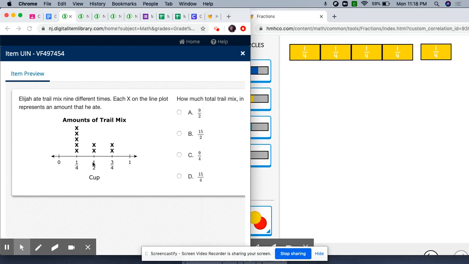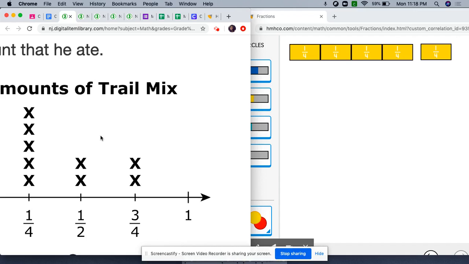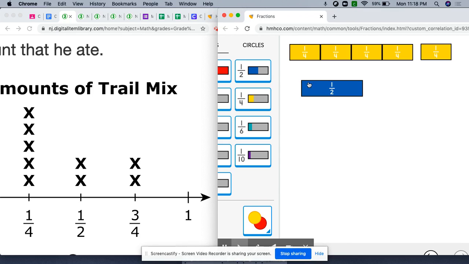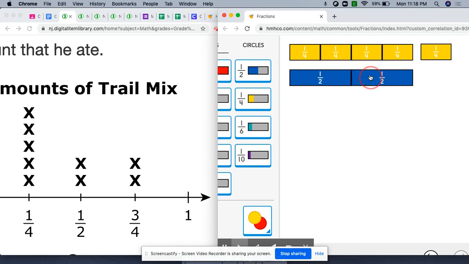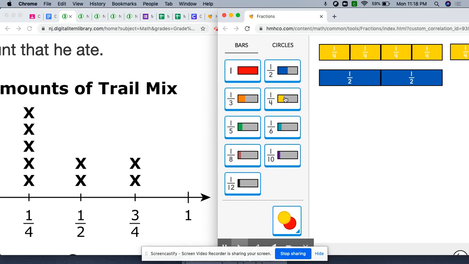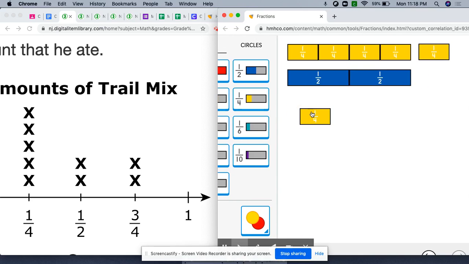Now I'm going to go over here to this part, and it's telling me that on another day he had 2 halves, or at some point during his week he had 2 halves. Okay, so I'm going to have 1 half here and another half. Okay, that makes another whole. And here he has 3 fourths. There's no fraction tile for 3 fourths. It just means that I have to literally put up 3 fourths twice.